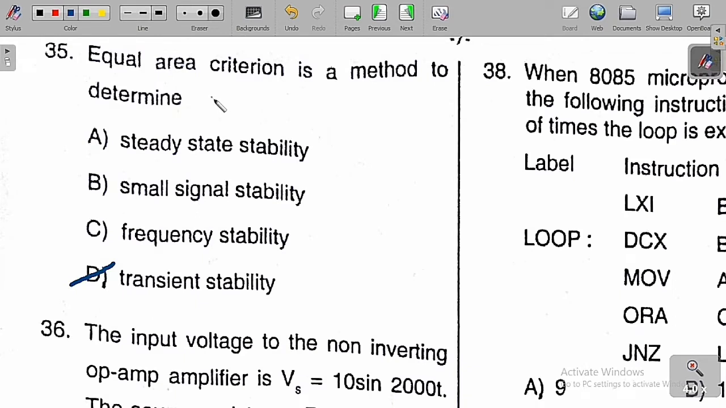See the question here. Equal area criteria is a method to determine which one? Option A, transient stability. So always the equal area criteria is a method by which we are going to determine the transient stability. So now we'll discuss something more about this one.